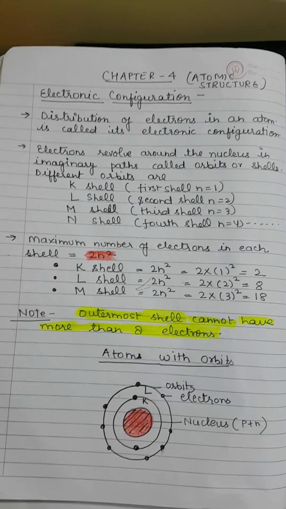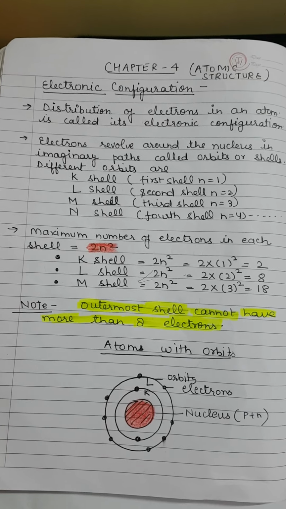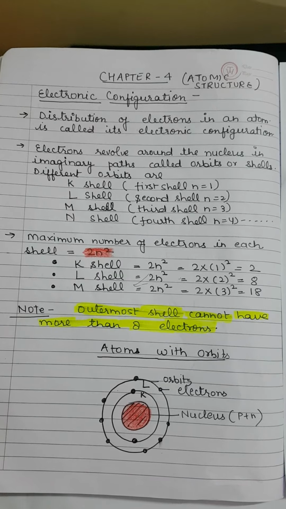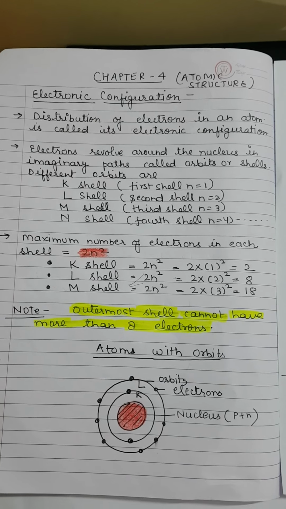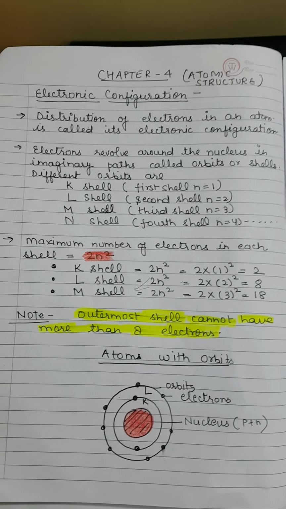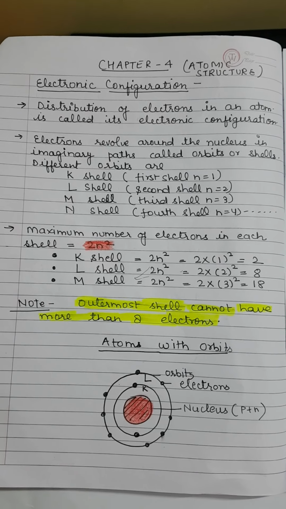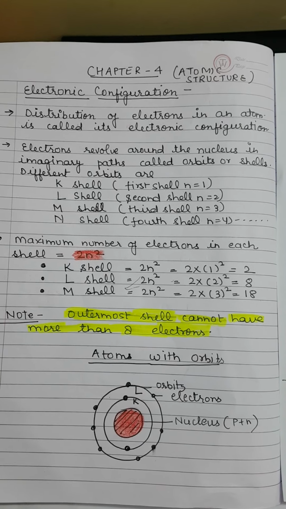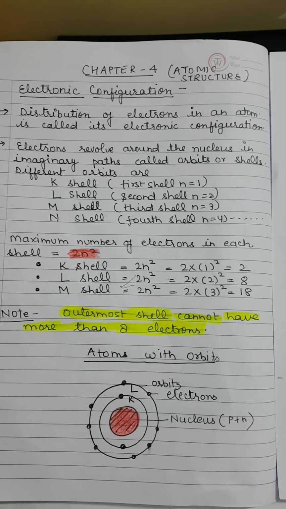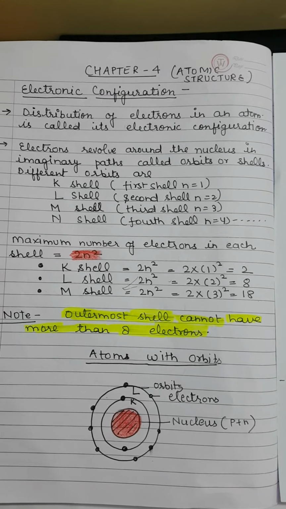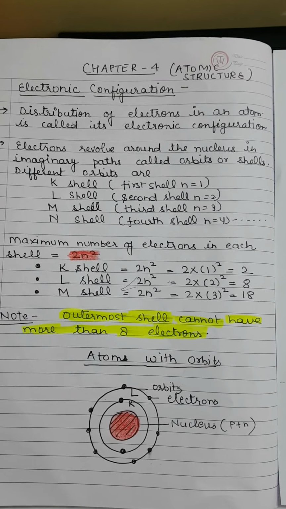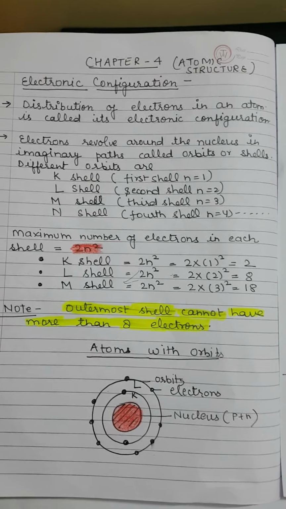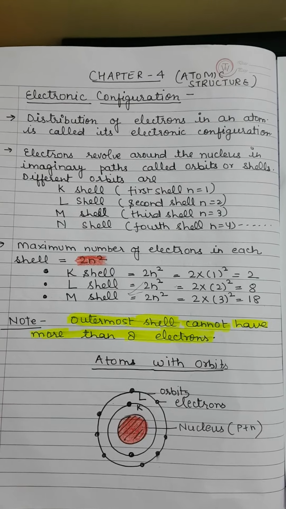What is the maximum number of electrons present in each orbit or shell? The numbers are fixed. We can find out the number of electrons in each shell by the formula 2n squared. Suppose for the K shell, n is equal to 1. When we solve it, the value will become 2. So in the K shell, the first shell near the nucleus, a maximum of 2 electrons are present.